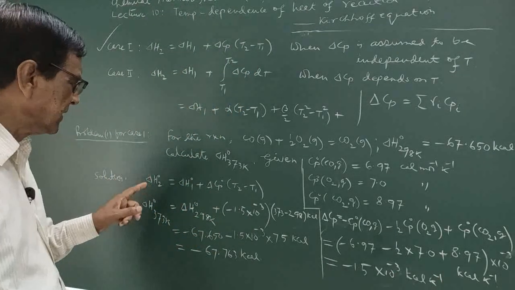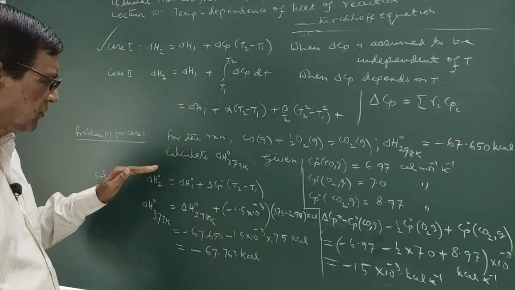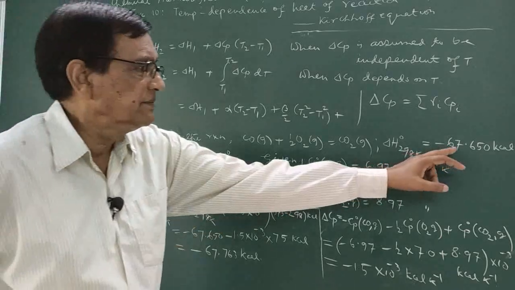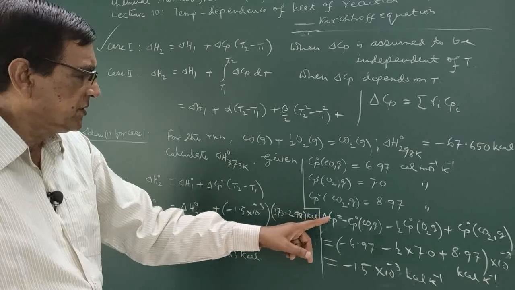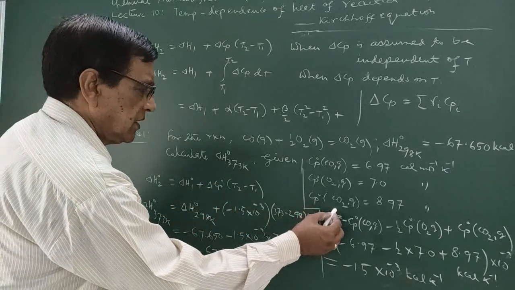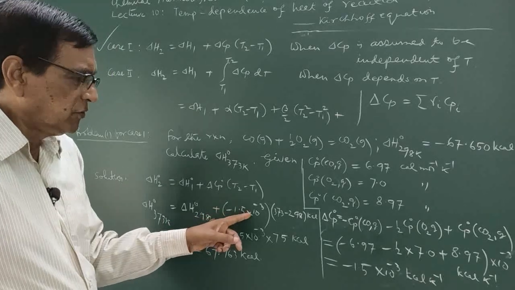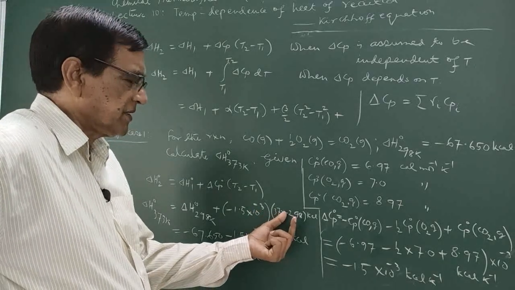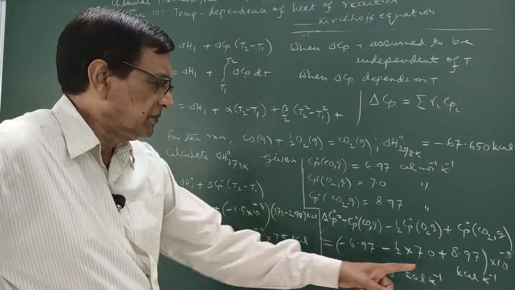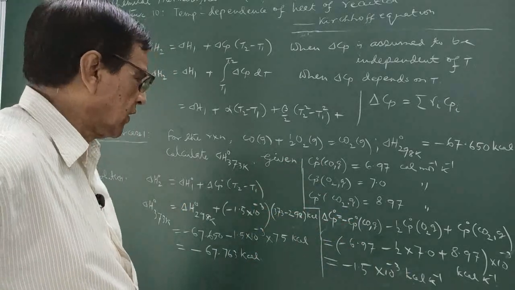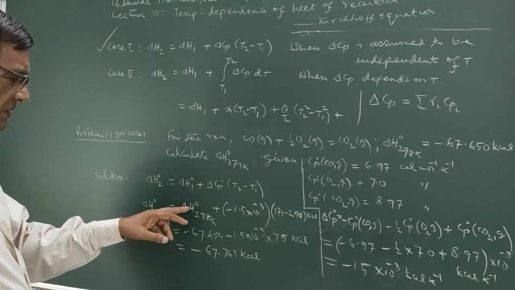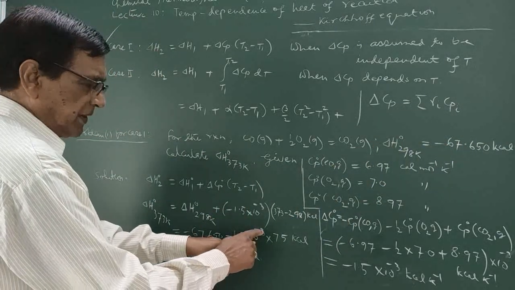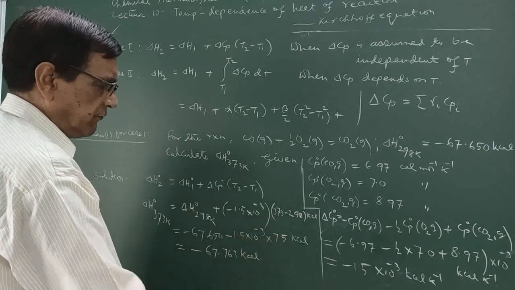If we put here this relation for the standard states, this one is to be calculated, and this one is already given, and this del Cp naught is minus 1.5 into 10 to the power minus 3 kilocalorie Kelvin inverse, and this is 373 minus 298 Kelvin. Kelvin inverse cancels, and it is all in kilocalorie. If we do this problem, putting this here, minus 1.5 into 10 to the power minus 3 into the difference, which is 75, in kilocalorie.